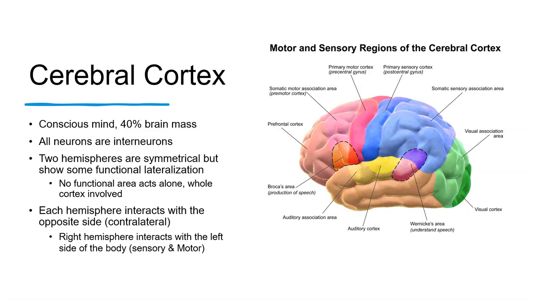So each hemisphere interacts with the opposite side of the body. We call that contralateral. Contra means against or opposite. Lateral, of course, is side. So the right hemisphere interacts with the left side of the body for both getting information, sensory, and motor control, movement. And of course the opposite is true for the left side.